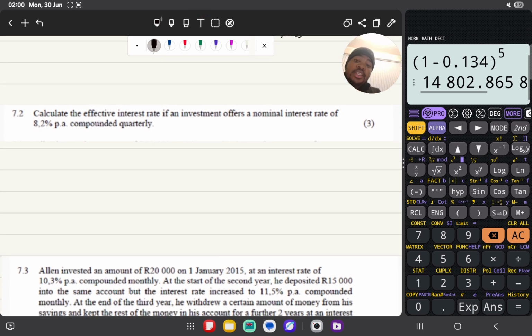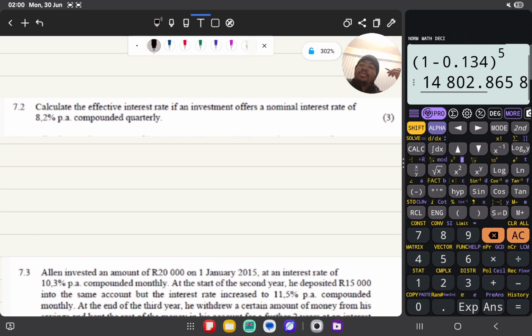Calculate the effective interest rate if an investment offers a nominal interest rate of 8.2% per annum compounded quarterly. So I still have the formula at the back of my head. It was the effective rate equals 1 plus i over m, to the power of m, minus 1.